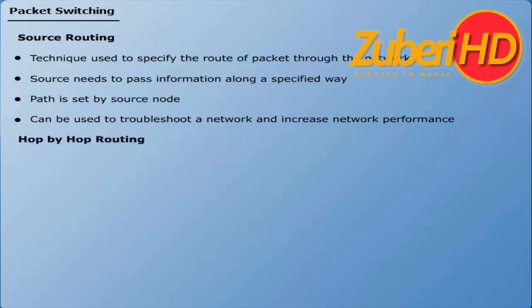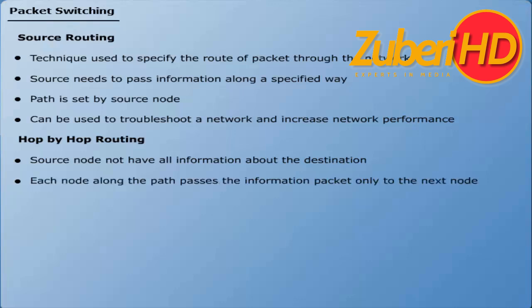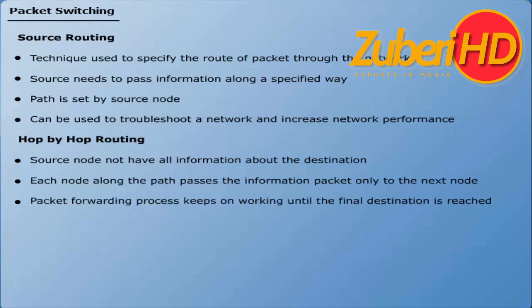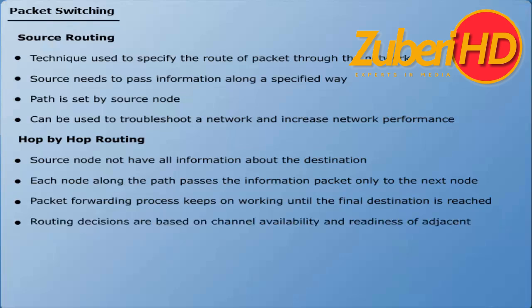Hop-by-hop routing. In hop-by-hop routing, the source does not have all the information about the destination. In this method, each node along the path passes the information packet only to the next node. The packet forwarding process keeps on working until the final destination is reached. Hop-by-hop routing decisions are based on channel availability and readiness of adjacent nodes.